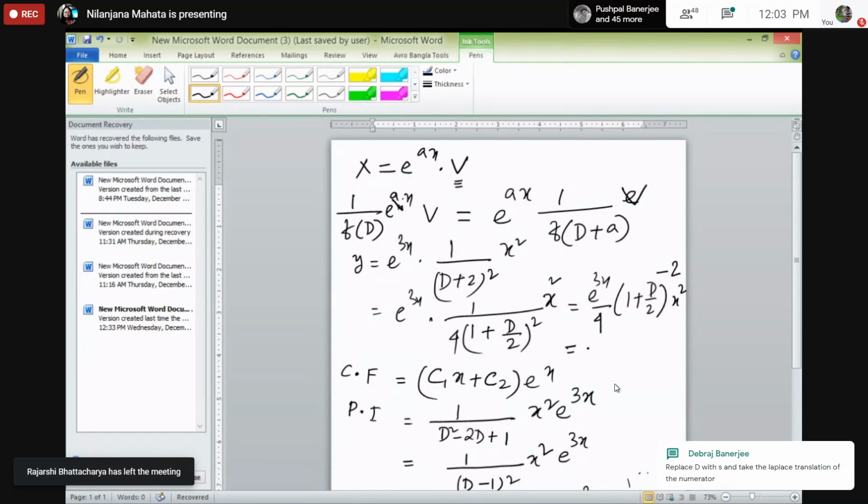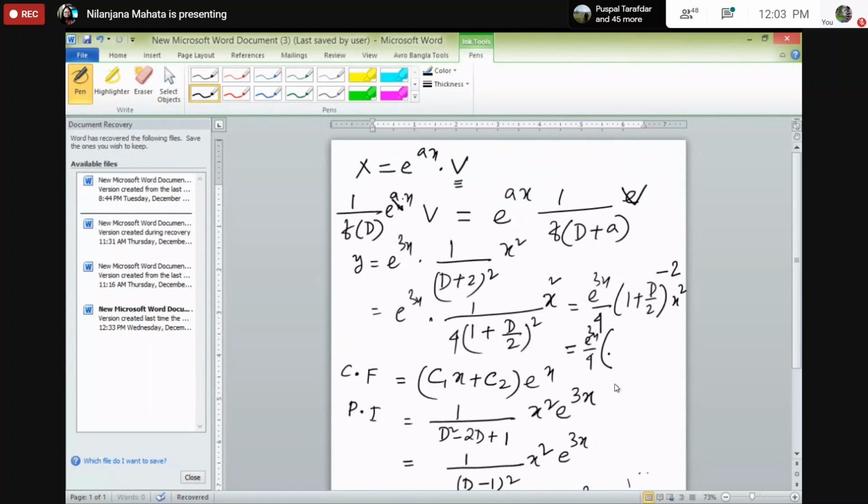So I will expand it: e to the power 3x by 4. The first term will be 1, and the formula is (1 plus x) to the power n, so first will be minus n x. Here minus n into this will be simply D, and the next term will be n into (n minus 1) by 2 times D square, so that will be 1 minus D plus 3D square by 4. All the other terms I am neglecting because they will vanish when operated on x square.